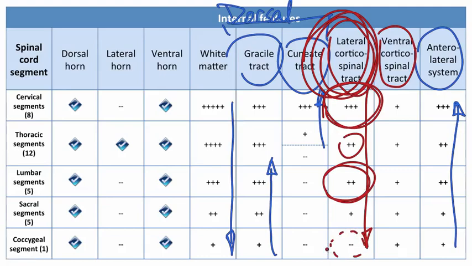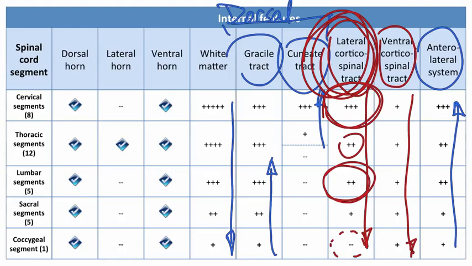Now, this minor pathway, the ventral corticospinal tract, it's a relatively small contribution, and the axons tend to project along the length of the spinal cord, perhaps with some bias towards the lumbar levels.